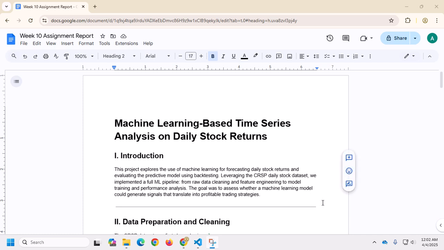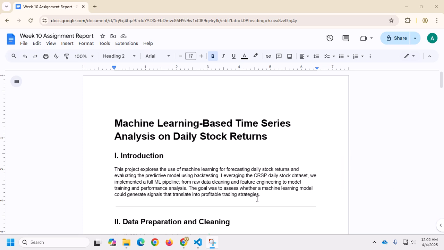So just going through the introduction, this assignment basically uses machine learning for forecasting the daily stock returns and evaluating the predictive model using backtesting. The data I have chosen is from the CRSP daily stock data set, so basically the entire database of every single stock that they had. The data is from 2015 all the way to 2024, so that gives us a 10-year span, which is good enough for this one.